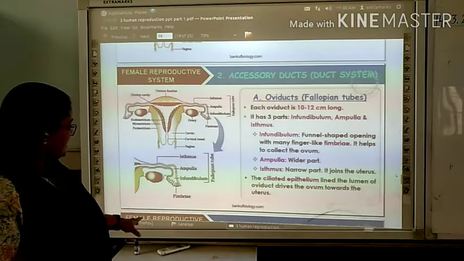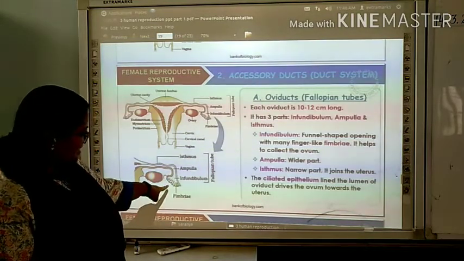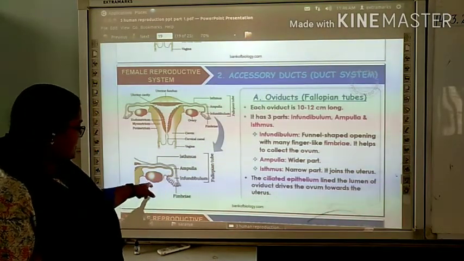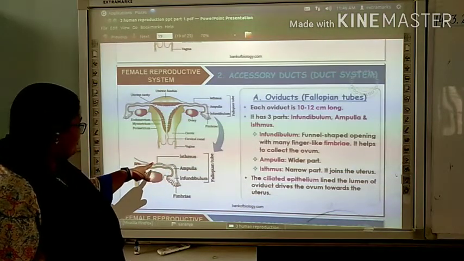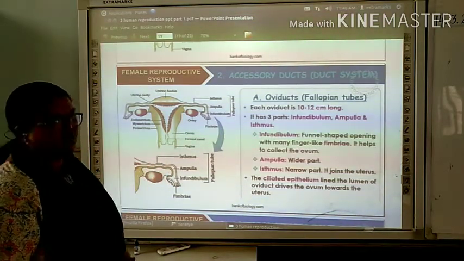So all the parts here: the infundibulum, the funnel-shaped part, with finger-like projections, the fimbriae, which help in collection; the wider part, the ampulla; and the last, narrower part, which joins the uterus, called the isthmus.